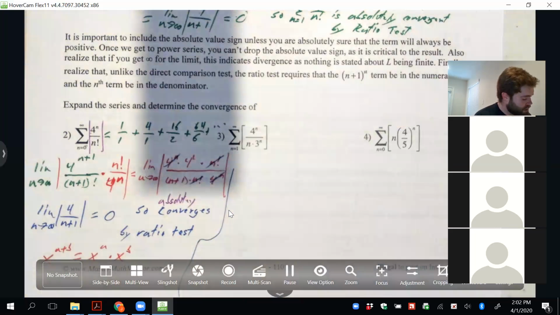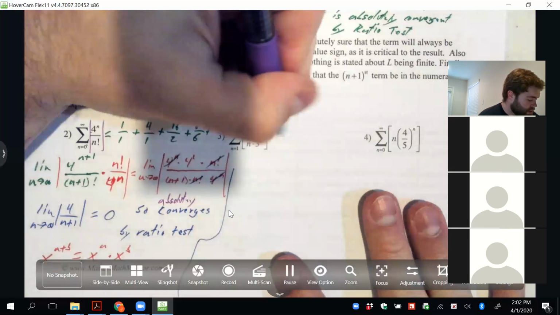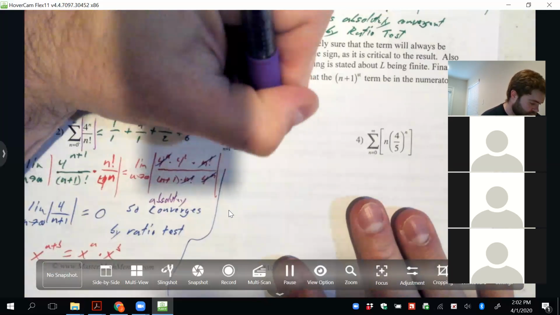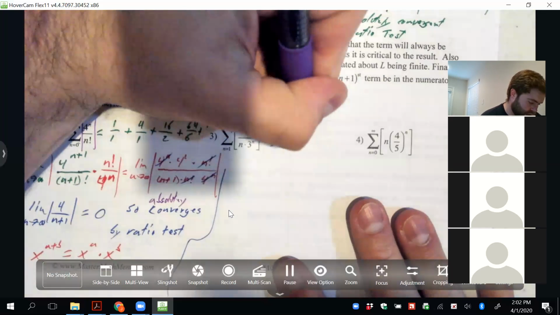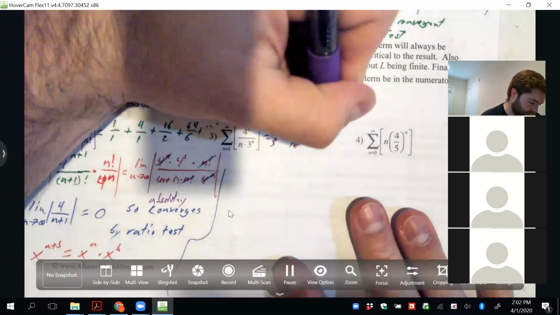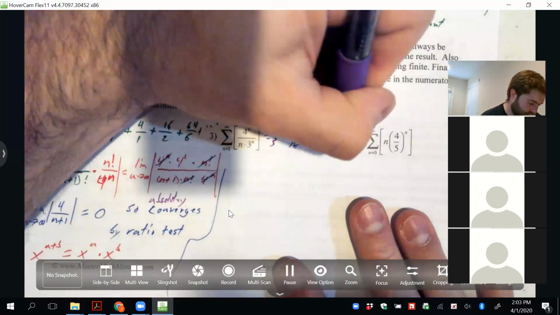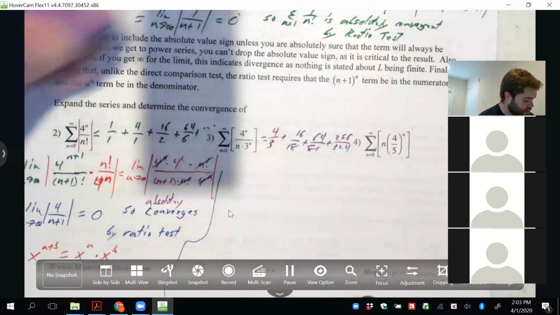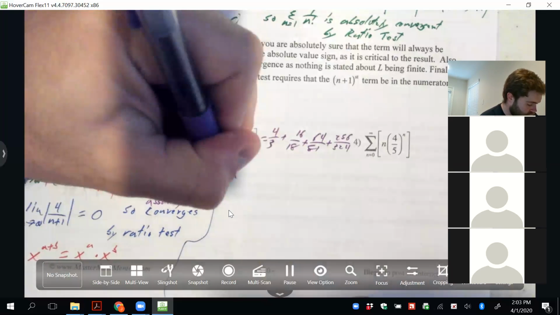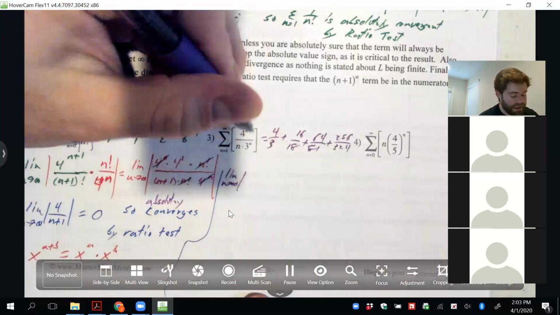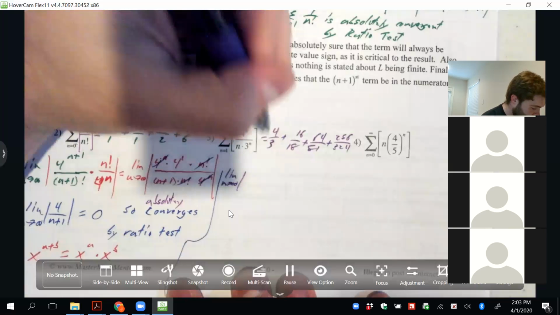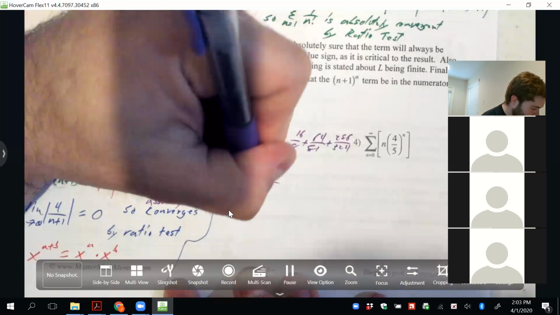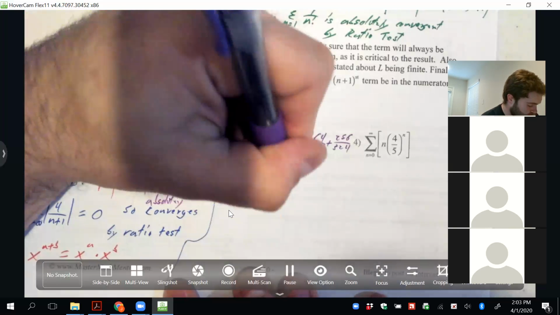Let's see how fast I can do 2 more. So this one, when we start plugging stuff in, we have 4/3 plus 16 over 18 plus 64 over 81 plus 256 over 324. And it's just going to keep going in that sort of pattern. Now we want to do the limit as n approaches infinity of the absolute value of a sub n plus 1, so we're going to plug n plus 1 into all of this. So 4 to the n plus 1 power over n plus 1 times 3 to the n plus 1 power.